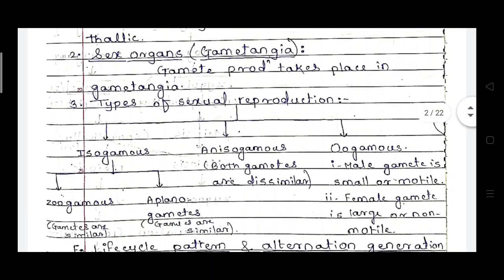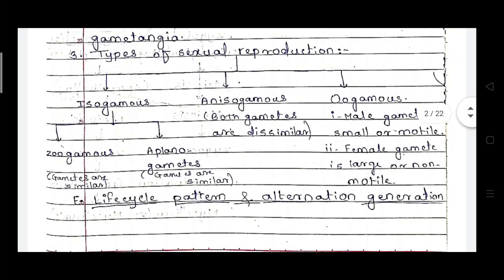So there are three different types of sexual reproduction in these Phycomycetes groups: isogamous, anisogamous and oogamous. Isogamous means similar types of gametes are produced. Anisogamous means both gametes are dissimilar. And in the oogamous condition, the male gamete is small and motile and the female gamete is large and non-motile.